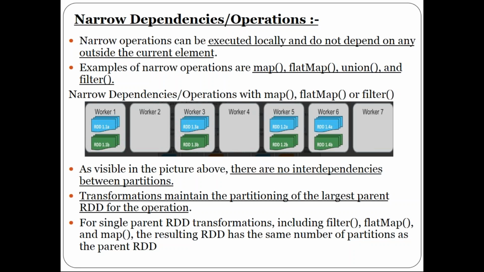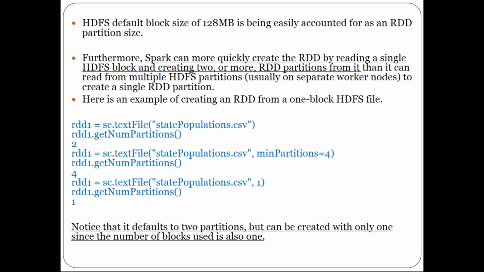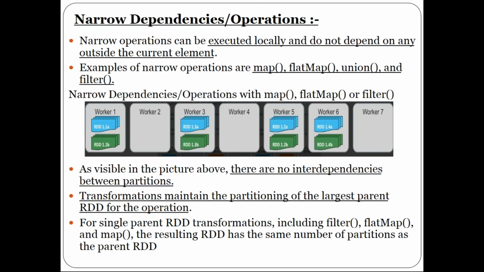Means 1, 2, 3, 4, 5, 6, 7, 8. In blue color, you have 4 partitions. In green color, you have 4 partitions. So, your transformation as a whole will maintain 8 partitions. If you want, you can make changes with num slices and min partitions. Num slices will do the parallelism and min partitions will create the minimum partitions. Okay, that's what I'm coming from. Now, for a single parent RDD transformation, repeat, for a single parent RDD transformation, including filter, map, flat map, union, the resulting RDD has the same number of partitions as the parent RDD. That's what it is.